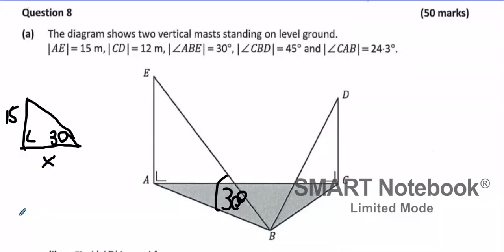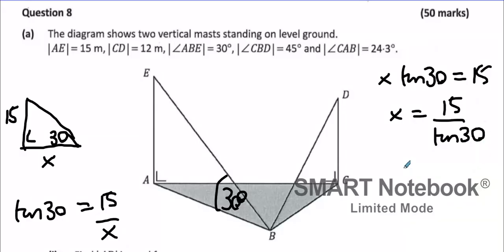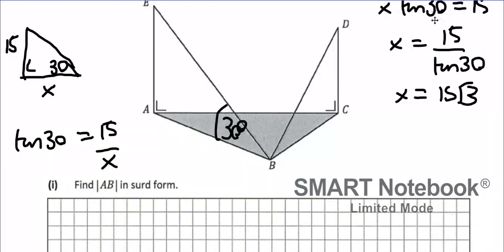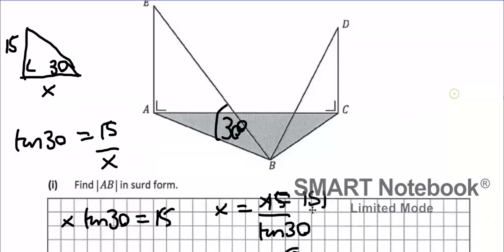I'm going to use tan 30. Tan 30 is 15 over X, which in turn means that X tan 30 is 15, which in turn means that X is 15 divided by tan 30. Did anybody get 15 root 3 for the first one? Grand. So all my workings there, they all just go down here and we're good to go.